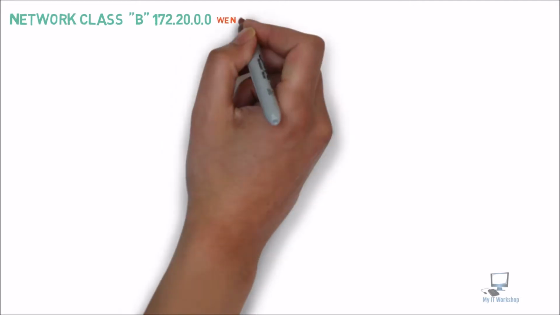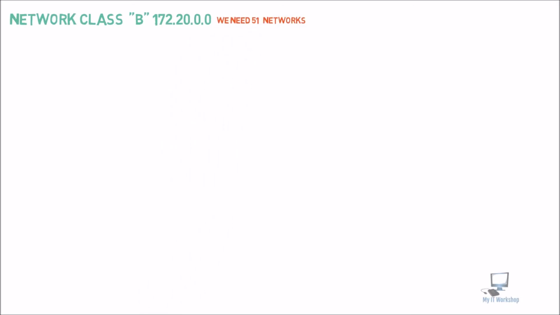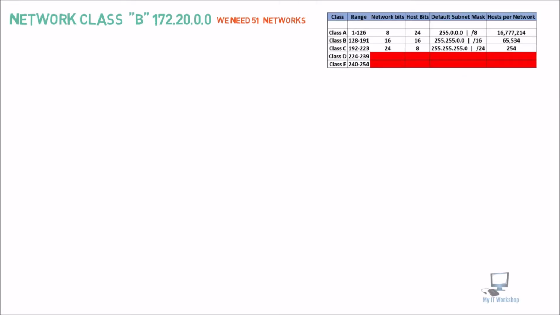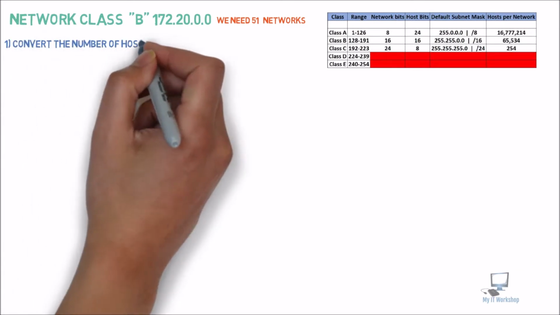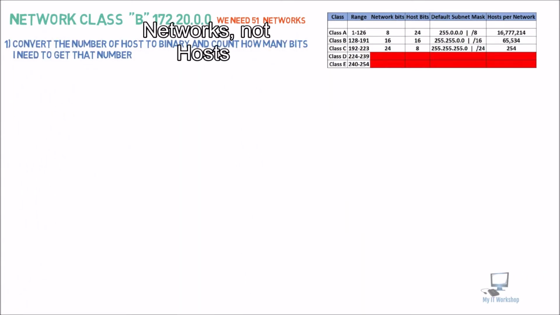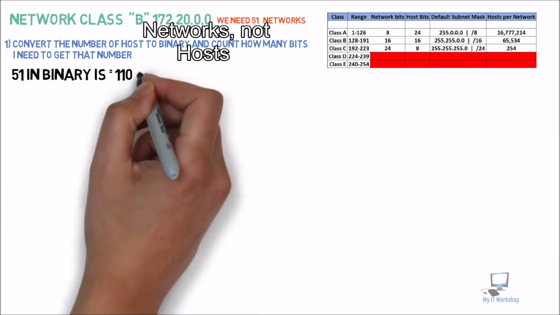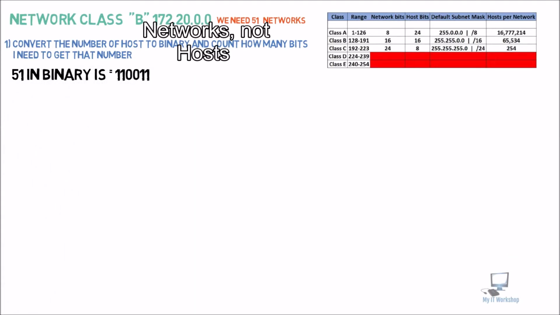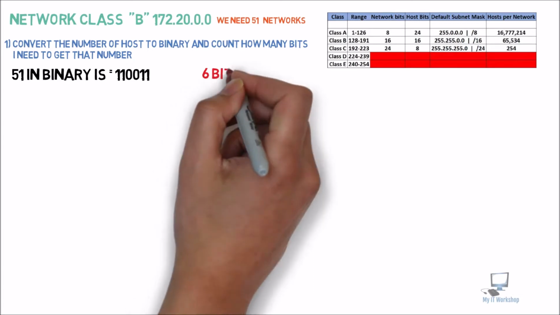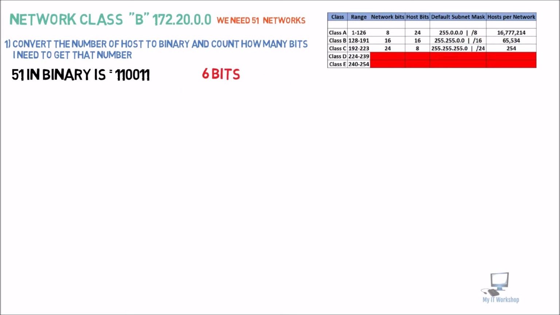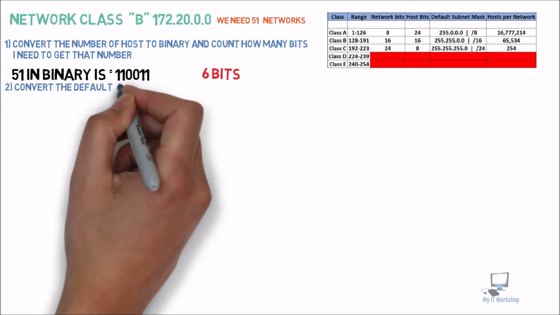Let's do another example for class B, 172.20.0.0. In this case we need 51 networks, which is honestly a lot. We're going to continue with our graphic and proceed with our first step, which is to convert the number of hosts, it's not hosts, it's networks, to binary and count how many bits I need. So 51 in binary is 110011, which is 6 bits. This is the number we have to reserve.